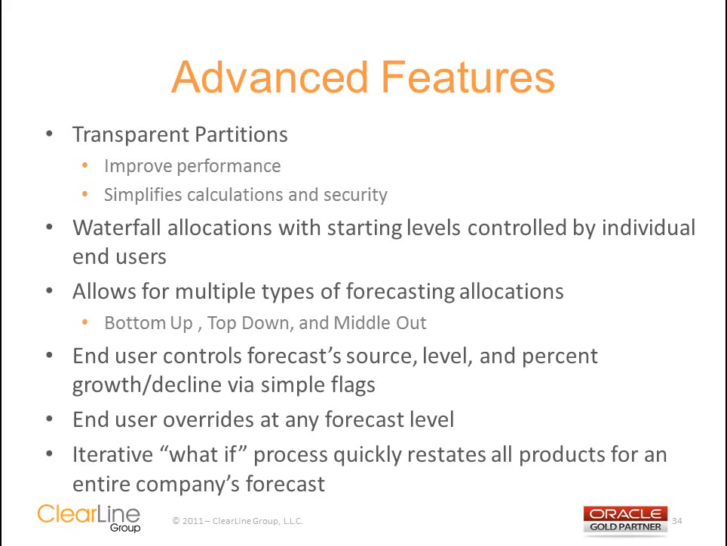We were able to use transparent partitions to improve performance, but they also greatly simplified both the calculations and the security for the overall application. We also used waterfall allocations where each user could control the level of the hierarchy that they wanted to plan at. In other words, the user can pick a bottoms-up, top-down, or middle-out allocation for their portion of the forecast. They can also control the source and the percentage increase or decrease from the starting point for their forecast. The users have the ability to override any individual values generated by the allocation. This allows them to do a lot of what-if analysis, and they also can quickly restate all the products in the entire company's forecast.